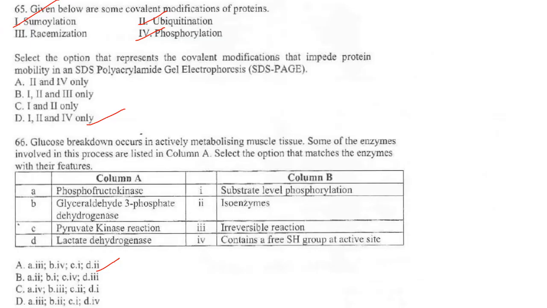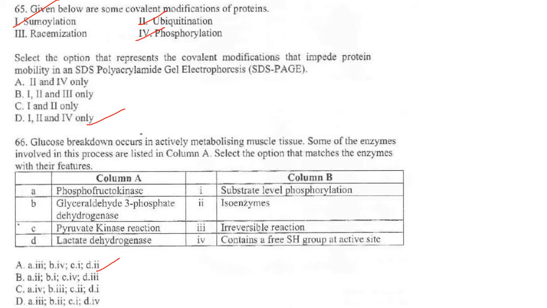Then given below are some covalent modifications of proteins. Select the option that represents the covalent modification that impedes protein mobility in an SDS polyacrylamide gel electrophoresis. So sumoylation will impede, then ubiquitination also, as well as phosphorylation, but not racemization. So the answer here is 1, 2 and 4 only.